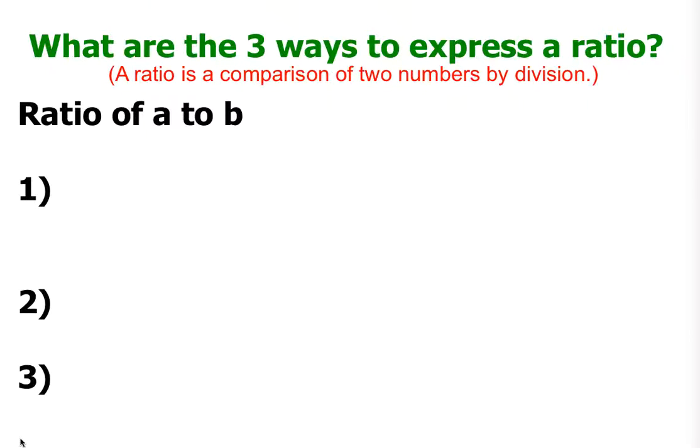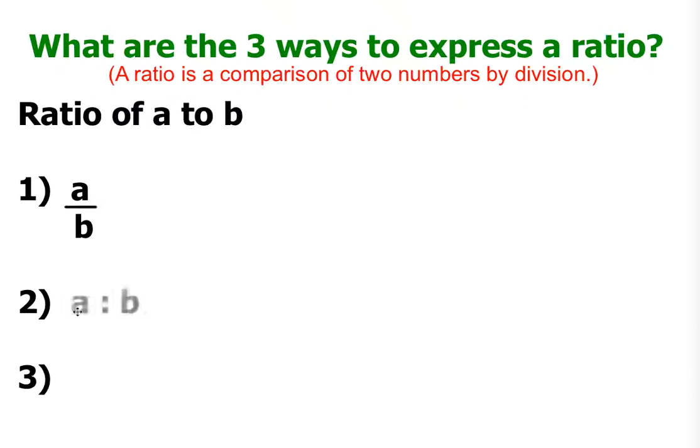In this video tutorial, we're going to quickly review what is a ratio and also show you two examples to determine if two ratios are or are not equivalent. So let's first review what is a ratio. It is a comparison of two numbers by division. There are three different ways to express a ratio. Do you know what they are?